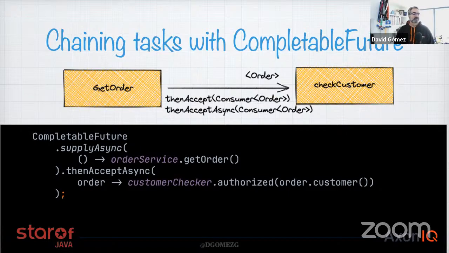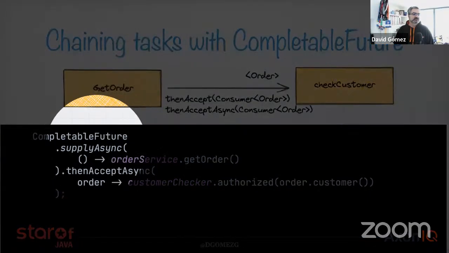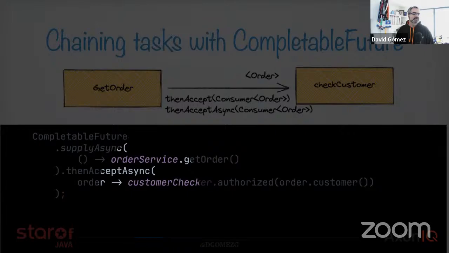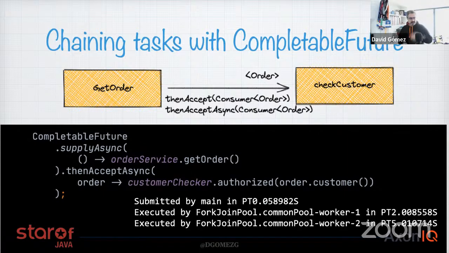The first CompletableFuture, the supplyAsync, is going to return a CompletableFuture of Order. And then the thenAsync is going to consume that order. So we are chaining, in the main thread, the tasks that we are going to execute. And we don't have to actually check for the first task to be solved before doing this.